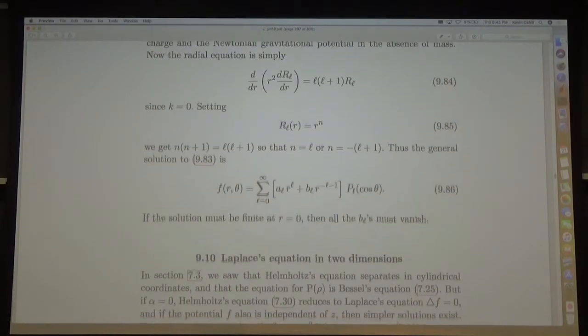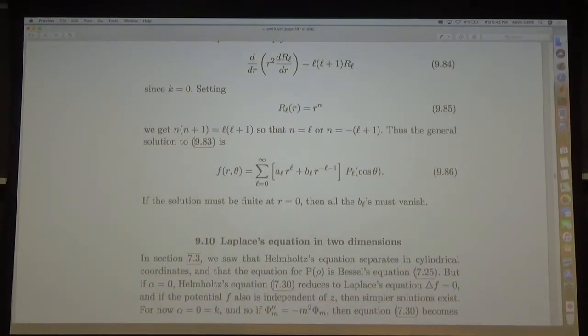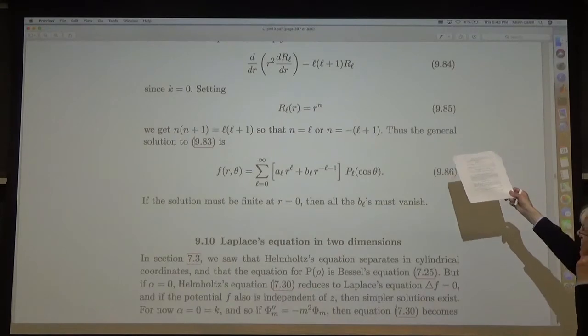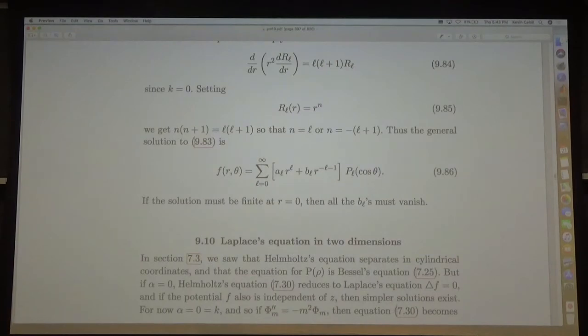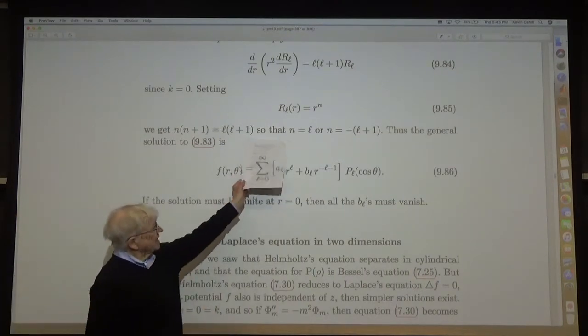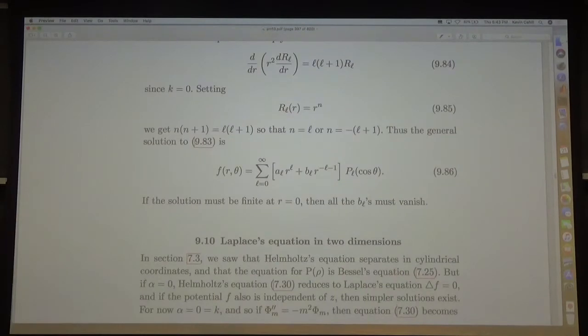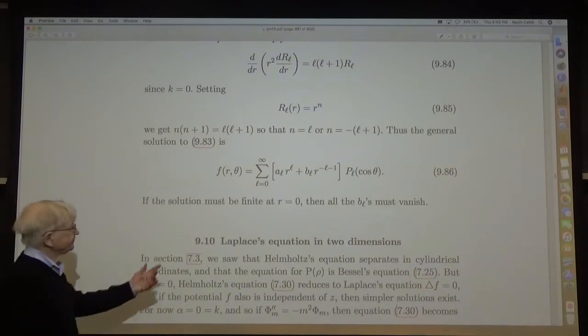the radial equation with k equal to 0 then is d/dr of r squared dR_l/dr equals l(l+1) times R_l. So what you do with k equals 0, you set R_l equal to r to the n and substitute into that equation, and then you find that n(n+1) must equal l(l+1). An obvious solution is n equals l, but another solution is n equals minus l minus 1. And so the general solution is of this form.